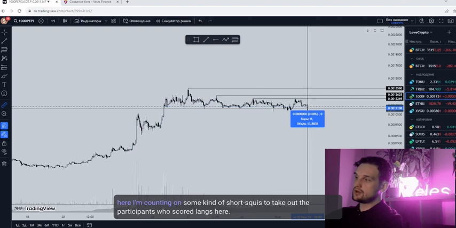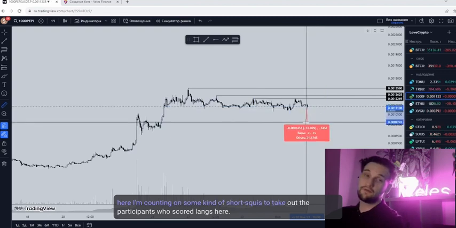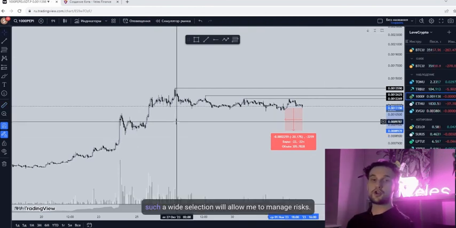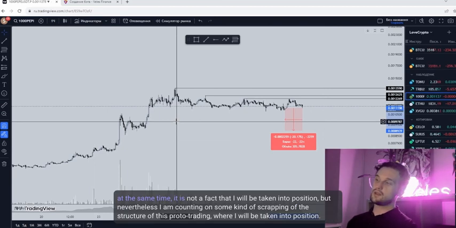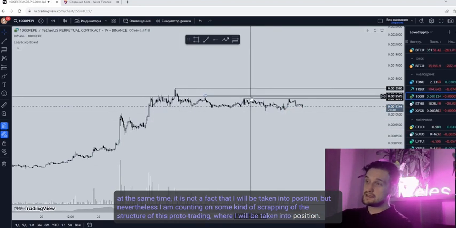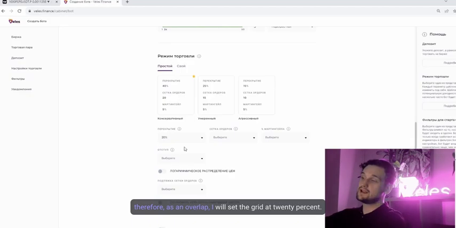Here, I'm counting on some kind of short squeeze to take out the participants who opened longs here. At the same time, I will set the grid at 20%. Such a wide selection will allow me to manage risks. At the same time, it is not a fact that I will be taken into position, but nevertheless, I am counting on some kind of breaking of the structure of this price movement where I will be taken into position. Therefore, as an overlap, I will set the grid at 20%.